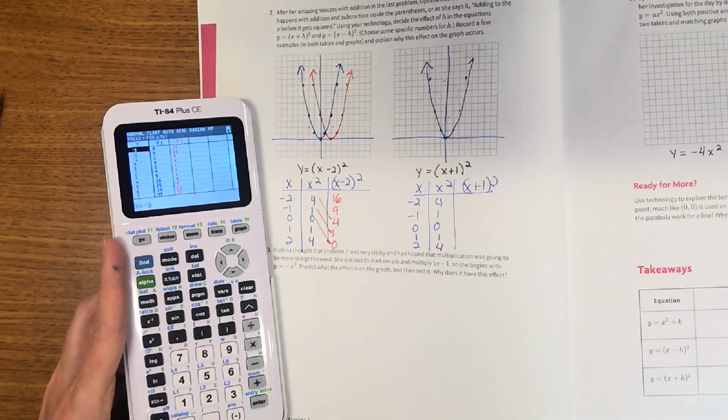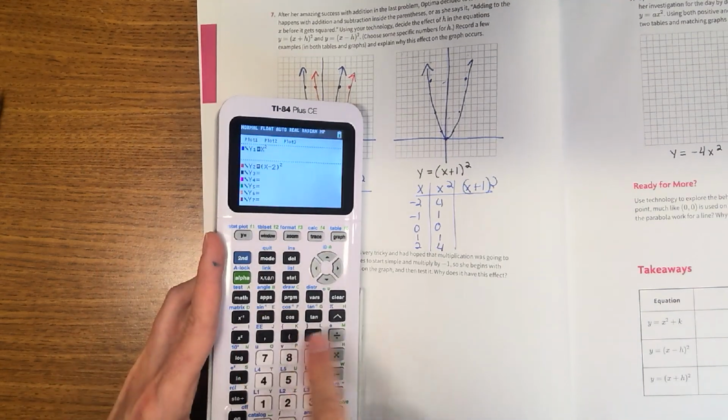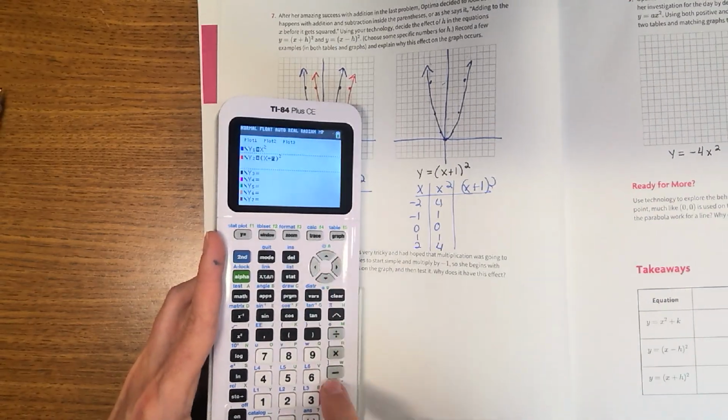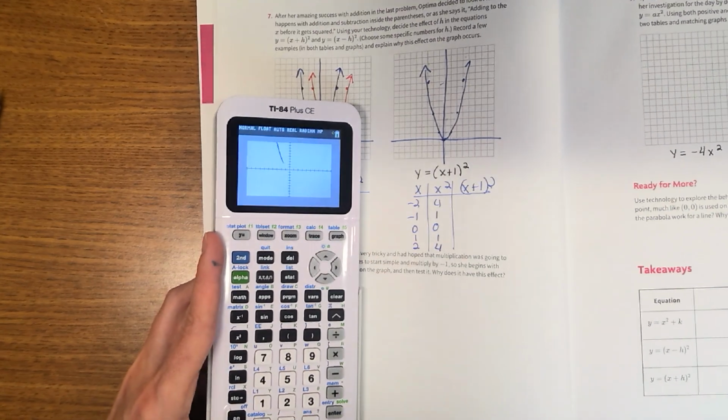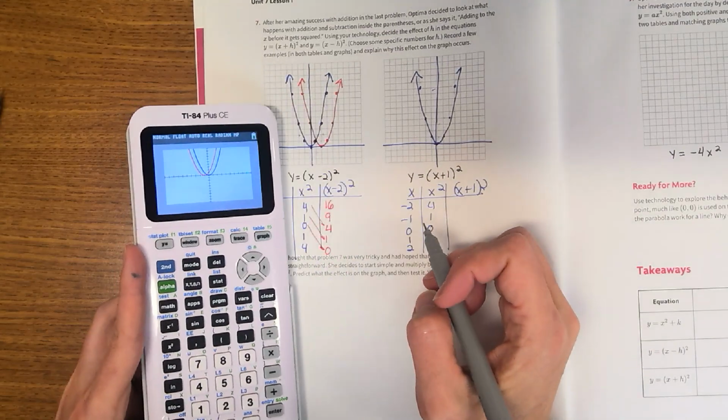Let's think about this another time. Got a theory? All right, I don't want to spoil it for you. Let's go back to our y equals and type it in. So instead of being -2, we're going to say +1. Let's go to our graph. Were you right? Yeah, it went left this time.